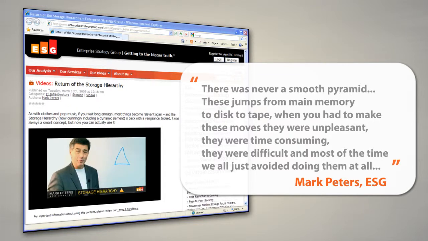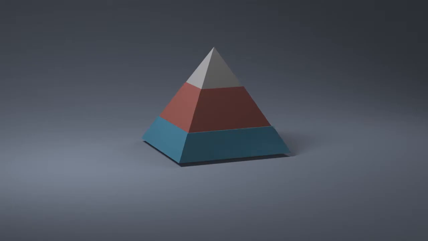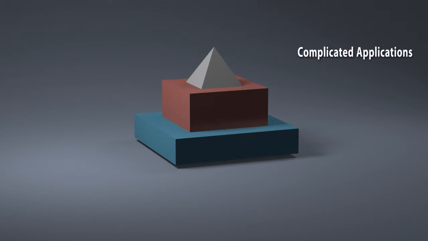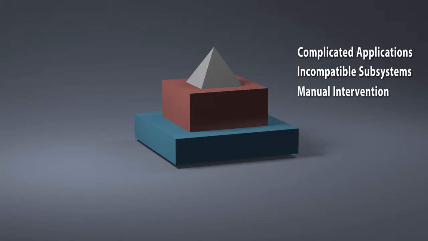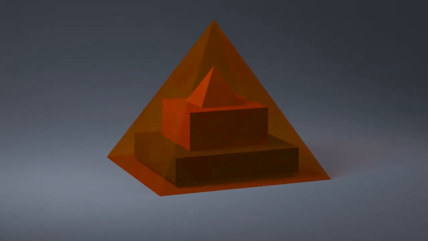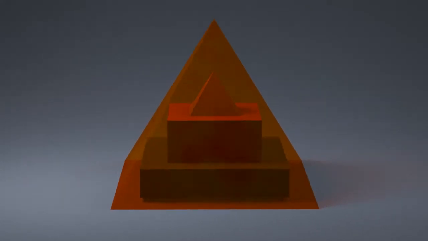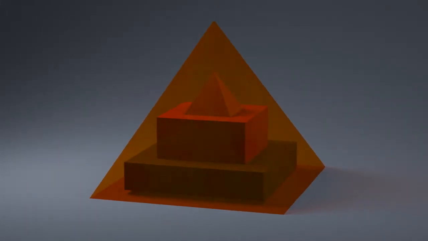The pyramid implies that it's an easy and smooth transition between the different layers of storage, but that's not been the case. The pyramid has actually looked more like a tiered cake, with steep drop-offs between each layer, and movement between these tiers has required multiple, complicated applications, incompatible subsystems, or manual intervention, which makes management and tracking a nightmare if even possible. What this pyramid has been missing is an intelligent abstraction layer that allows applications to interact with data on any level within the storage hierarchy.